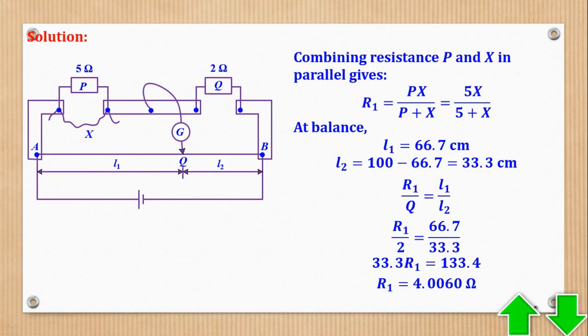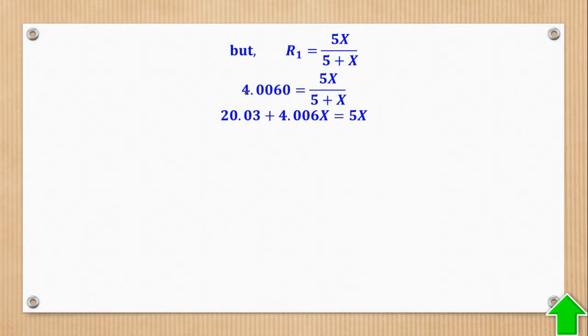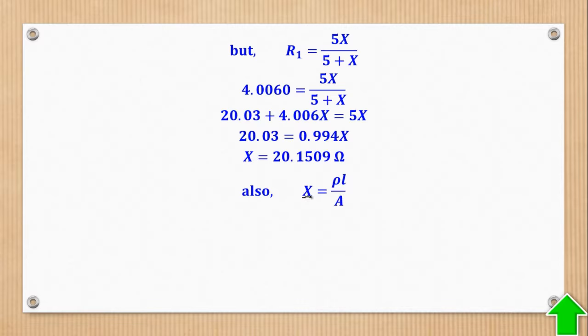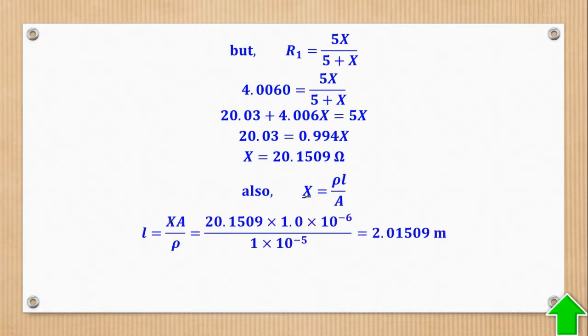So now that I have R1, I can get the value of X. To substitute for R1, cross multiply, collect like terms and make X the subject. Also, you know that resistance is equal to resistivity times length over cross-section area. Therefore, length will be resistance times cross-section area over resistivity. So resistance is that, cross-section area is that, and resistivity is that, to give you that as the length of wire X.